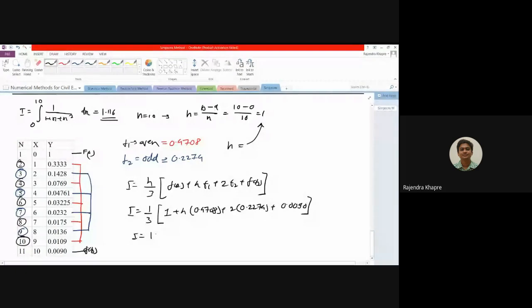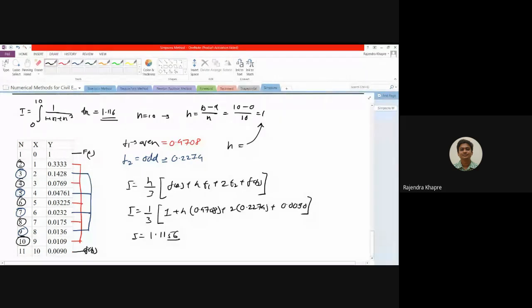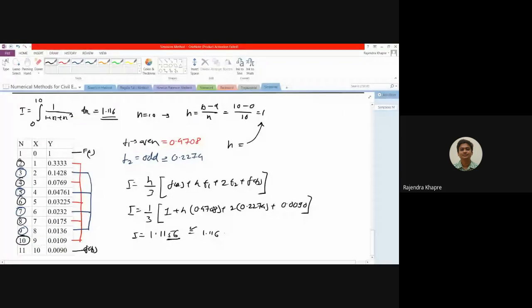1.1156. Okay. So what I am getting is 1.116. So this is roughly 1.116. I hope this method is now clear to everybody.